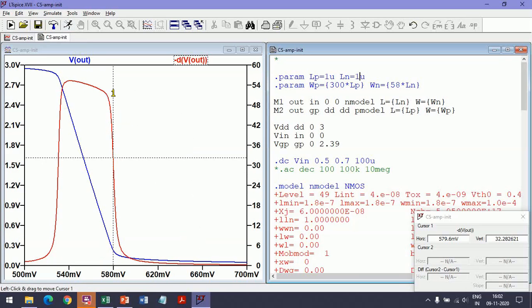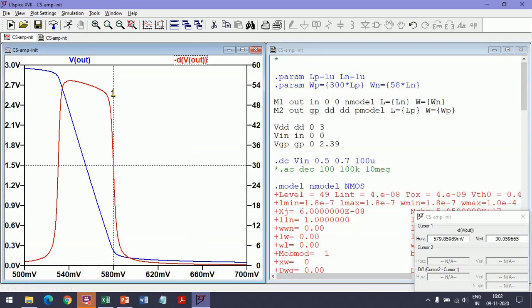All right. Okay, let us see. Now this one. So this is the gain. Okay, how much is the gain? The gain is 36. So the gain is met.